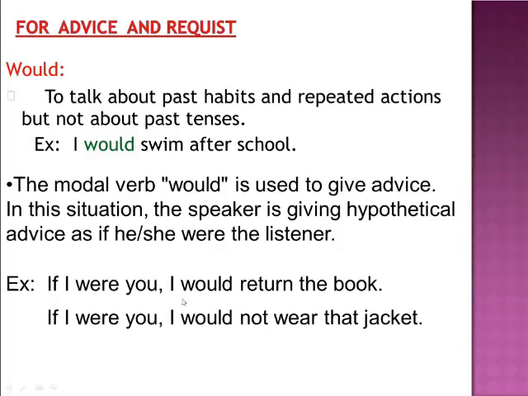I would return the book. If I were you, I would not wear that jacket. So the person who is talking to the friend is not the person who is being told. In this type of context we can use if I were you. Okay.